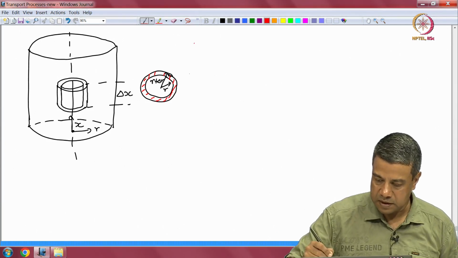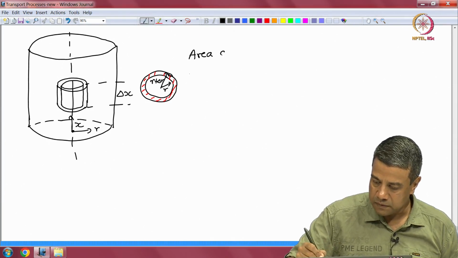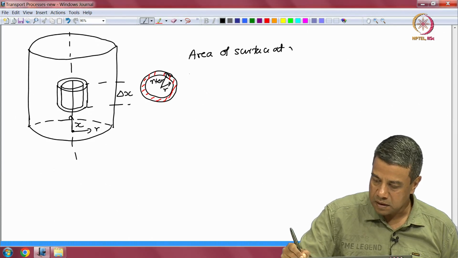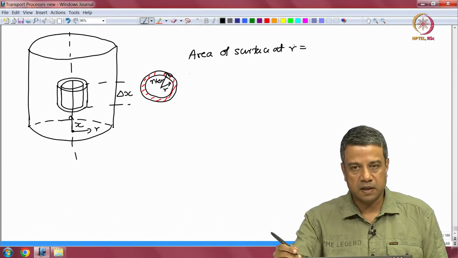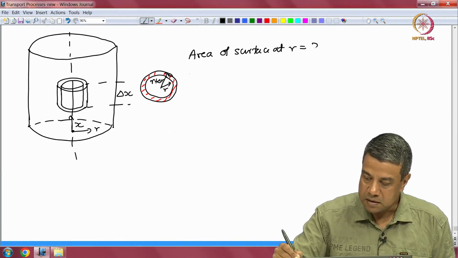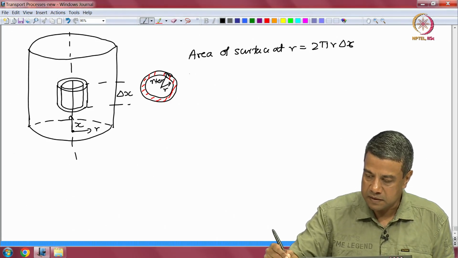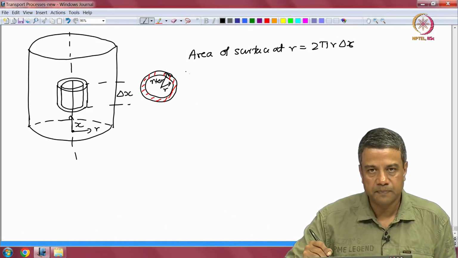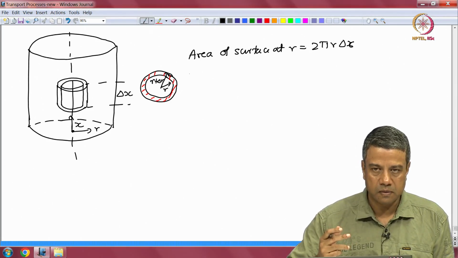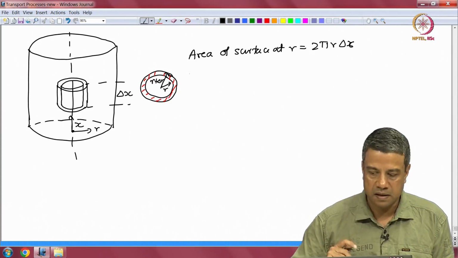So, the area of the surface at r is going to be equal to the perimeter times delta x, that is 2 pi r delta x. That is the area of the inner surface at r. The cylindrical surface area is equal to the perimeter of the circle, 2 pi r, times the height delta x.